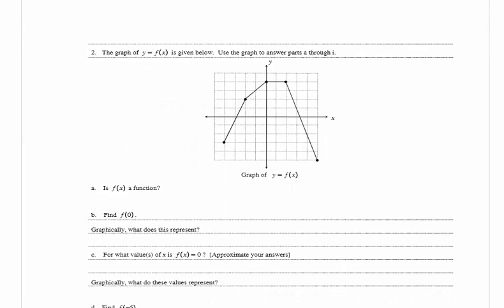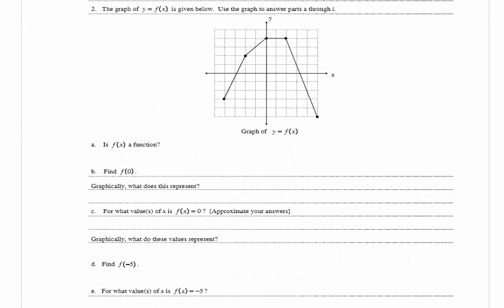In 2, it says the graph of y is equal to f of x is given below. Use the graph to answer parts A through I. In A, it says, is f of x a function? And this is a function, so yes. And it passes the vertical line test.